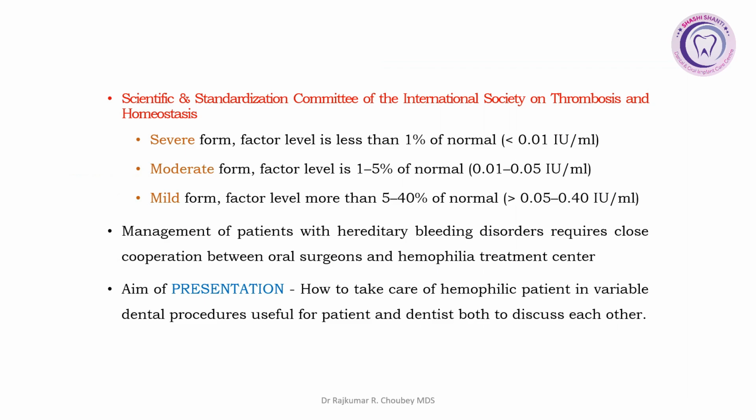The scientific standardization of the International Society on Thrombosis and Hemostasis divides hemophilia into three groups: severe, moderate and mild. In the severe form, the factor level is less than 1% of normal. In the moderate form, it is between 1 to 5% of normal, and if more than 5% up to 40% of the normal factor level is there, then it is considered a mild type of hemophilia.